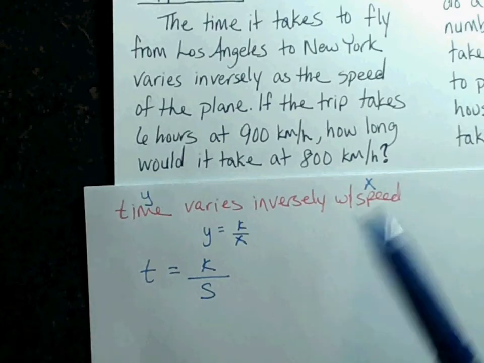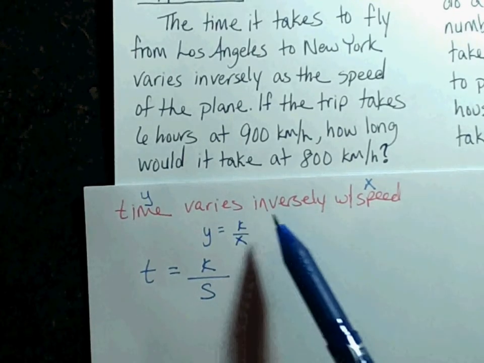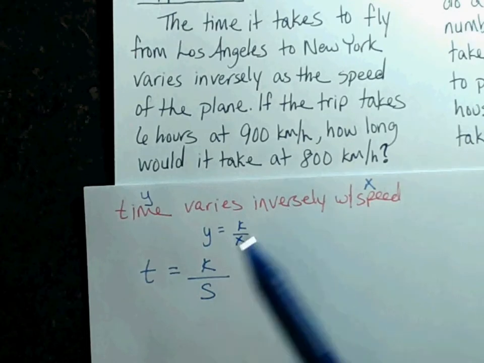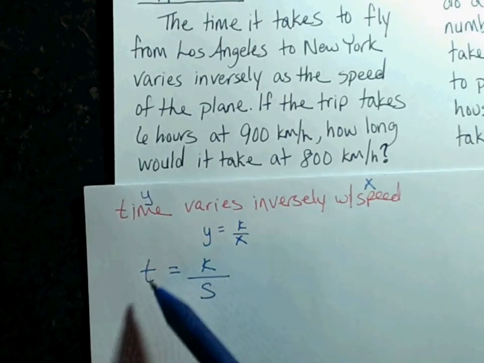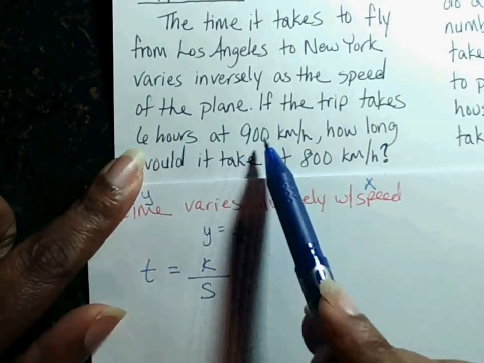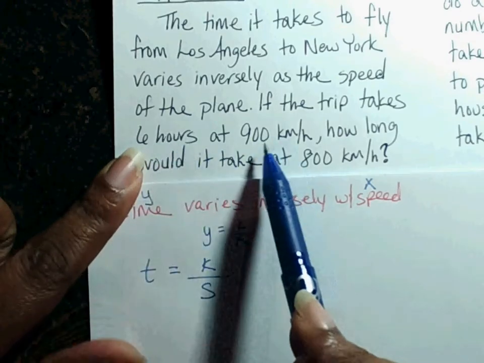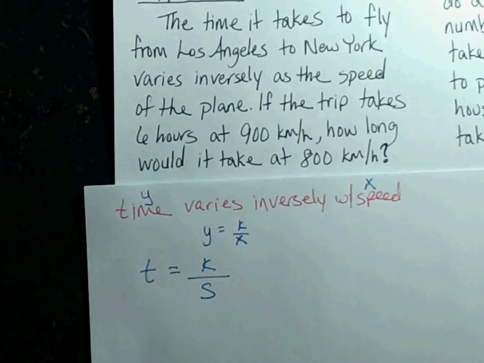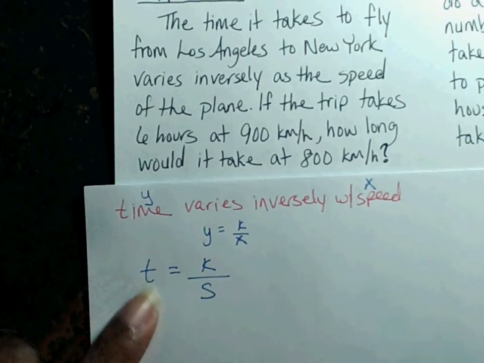Now, once you figure out inversely or directly, you go ahead, you write your formula down, you substitute in your pair. There is a pair they told you here. They told you a time and a speed, that's your pair, and then they asked you for one given the other. That's your half pair. Yes, right here it says 6 hours at 900. That's the time they gave you. That's the speed they gave you. That is your pair.